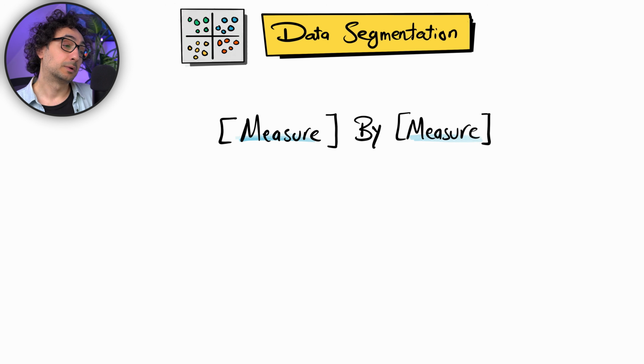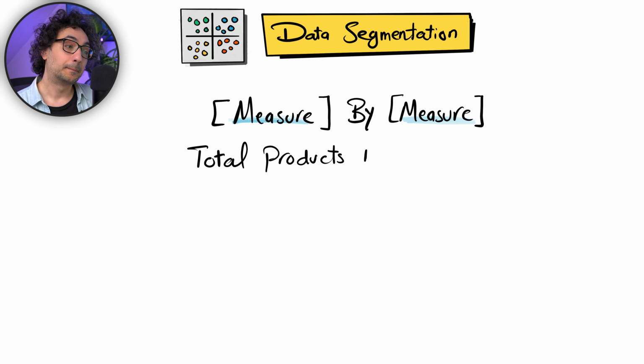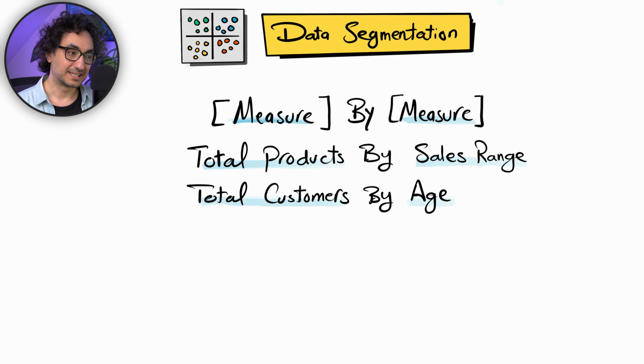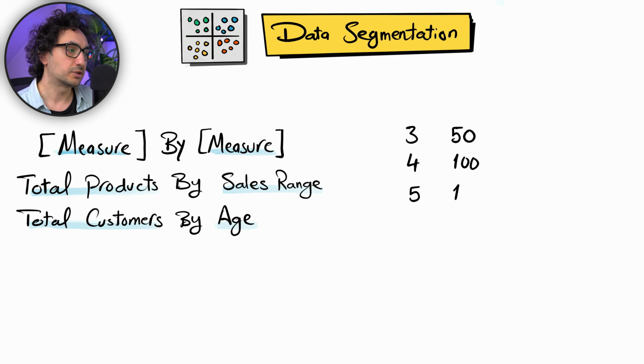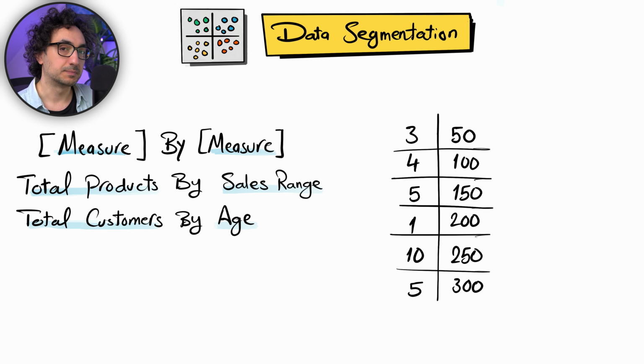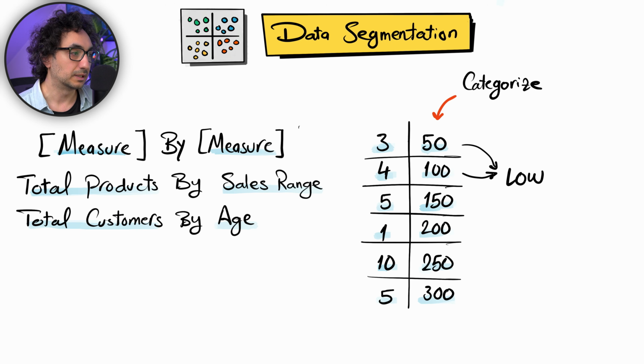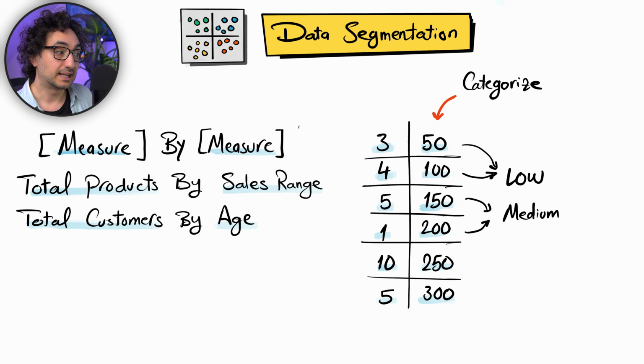So for example, we're going to calculate the total number of products by the sales range, or the total number of customers by the age group. So as you can see, we have 2 measures and we are trying to combine them together in order to create new insights. Let's have the following example. Here we have 2 measures, and the first step is to take one of those measures and convert it to a dimension, convert it to a category. For example, if the values are equal to or below 100, they will be converted to a category called low, between 100 and 200 they will be assigned to a new category called medium, and everything above 200 will be large.